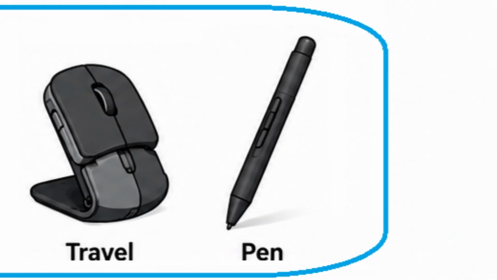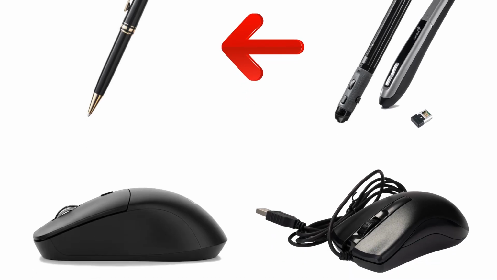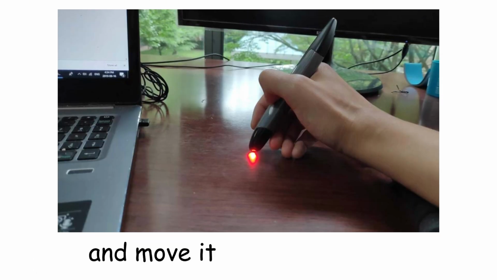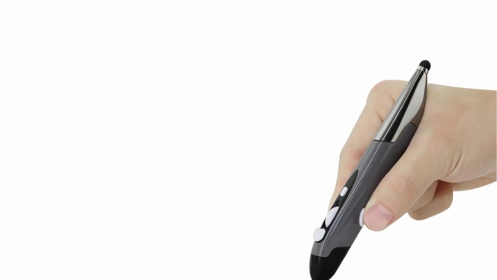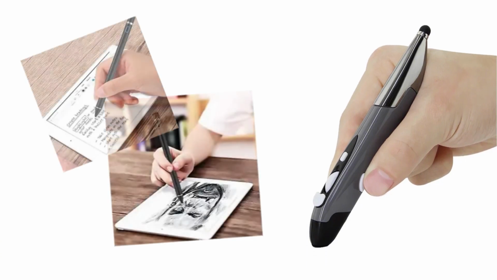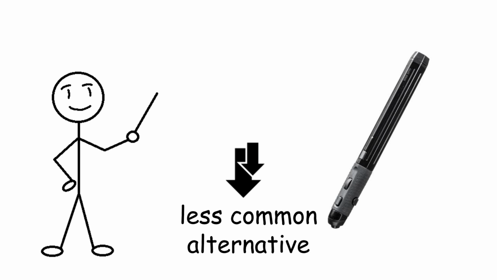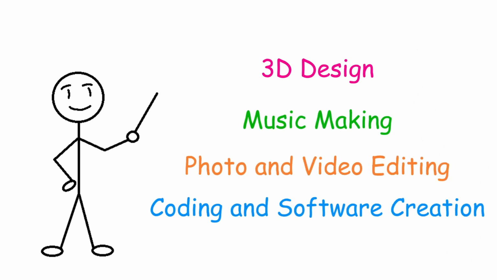Pen mouse. A pen mouse is shaped more like a pen than a traditional computer mouse. You hold it in your hand and move it across a surface while using buttons positioned around the grip. The design is intended to feel more natural for people who are accustomed to holding a pen or stylus. Pen mice have remained a less common alternative, but they can be useful for certain creative or specialized computer tasks.